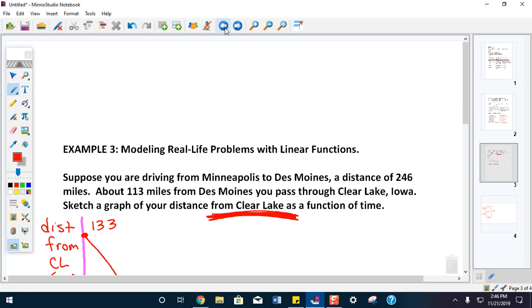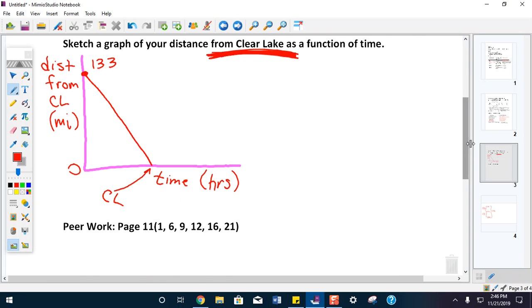Okay. So this point right up here represents when we started the trip. We were how many miles away from Clear Lake? Took some time. We're getting closer and closer to Clear Lake until I get to this point right here. This point represents the time at which we are how many miles away from Clear Lake? Zero. You're there. And then once you get through Clear Lake, you start putting distance between yourself and Clear Lake in that vehicle, and you end how many miles away? 113. Okay.